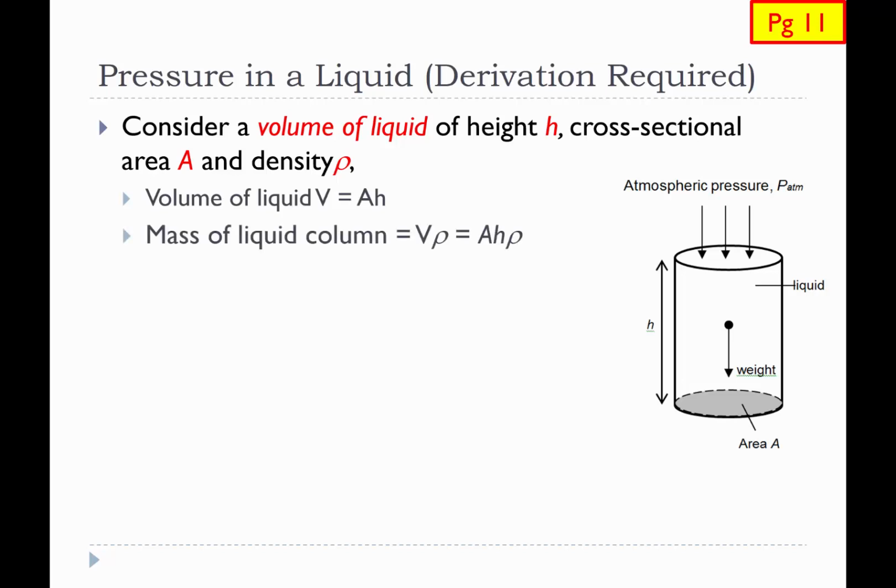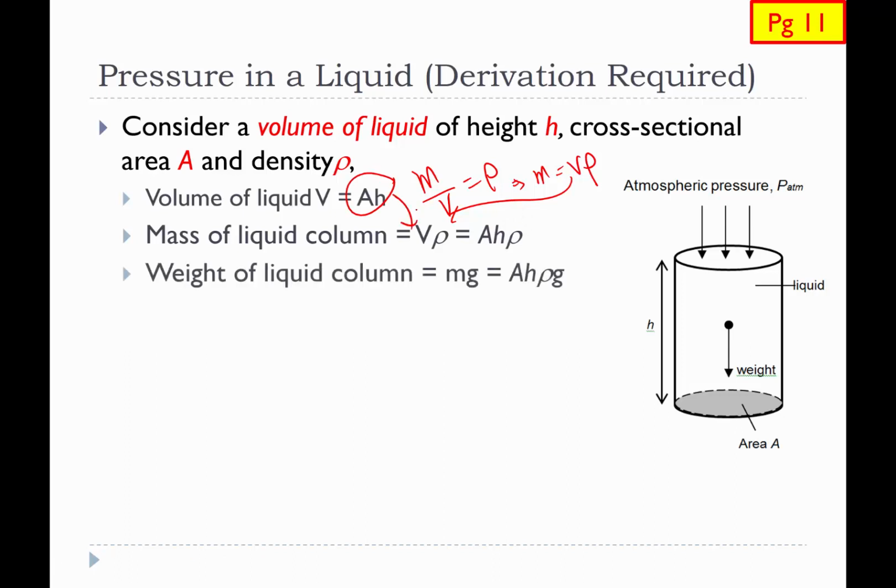How do we get that? Basically mass over volume is density. So all I need to do is to make mass the subject. So mass will be equal to volume times density, thereby giving us this formula written on the slide. Volume, we know that it is actually cross-sectional area times height. So substituting into the equation, we get A h rho. So the weight of the liquid column is basically m times g. So therefore A h rho g.